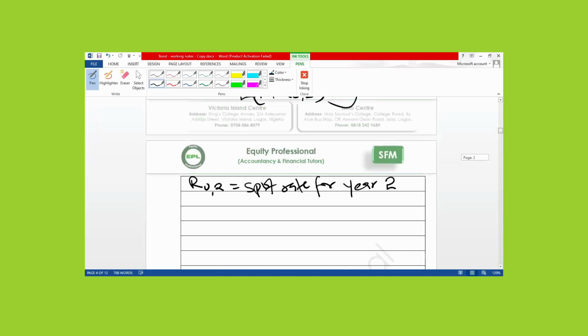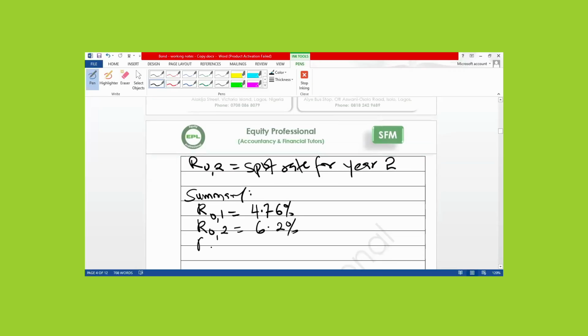You can return here now. Summary. RO1 is 4.76%. RO2 is 6.2%. RO3 is 6.83%. You can now return here. Look at it now.